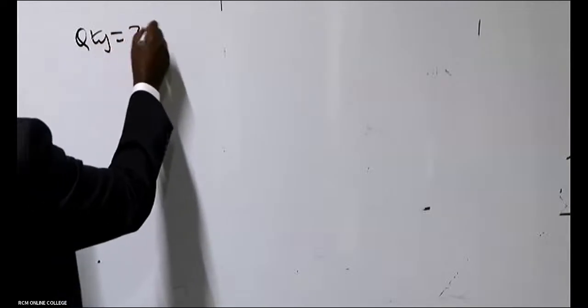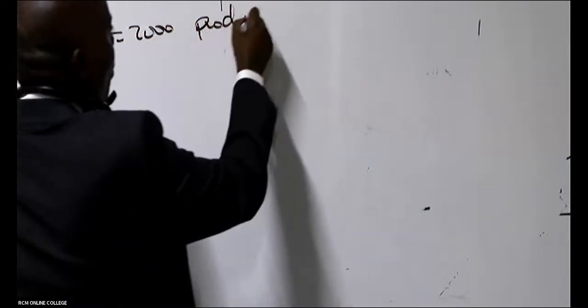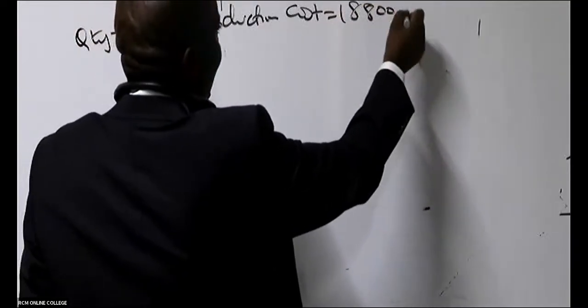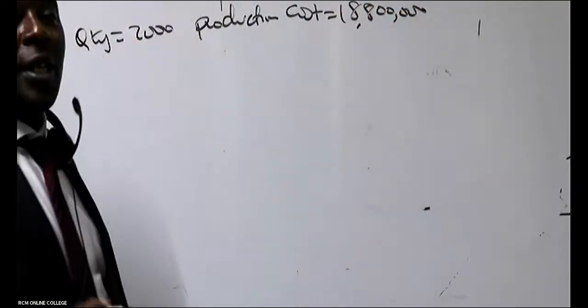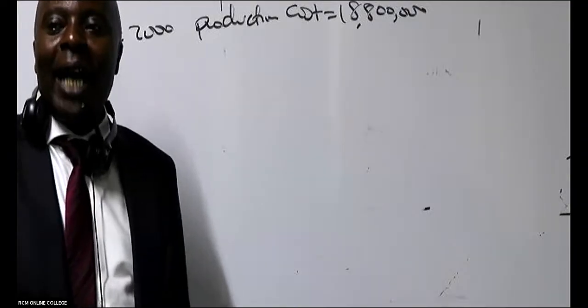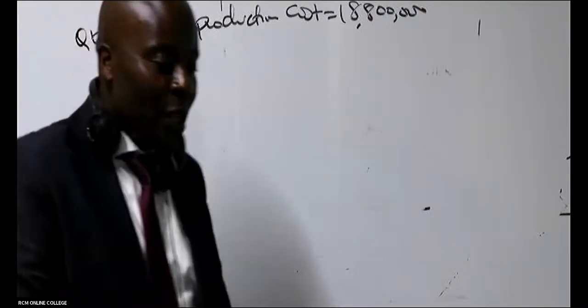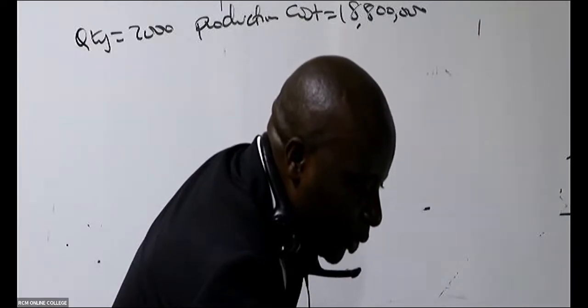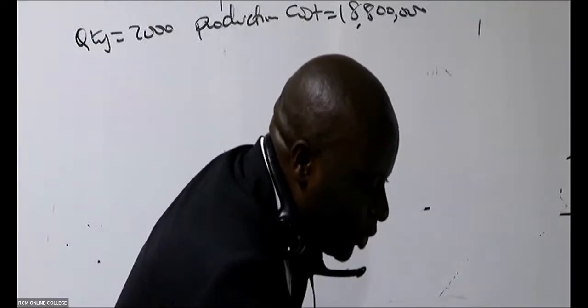Ladies and gentlemen, remember they are talking about production cost. They have told us there that when quantity is 2,000, production cost equals what? 18,800, isn't it? Then go to the cost statement given there and pick production cost, which is given from the statement. They're saying, well, we would do it here.